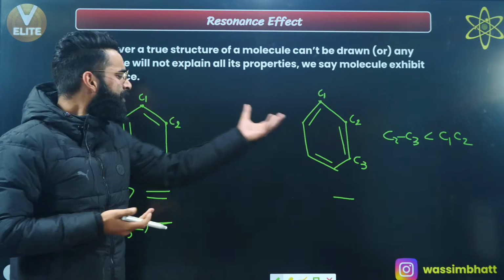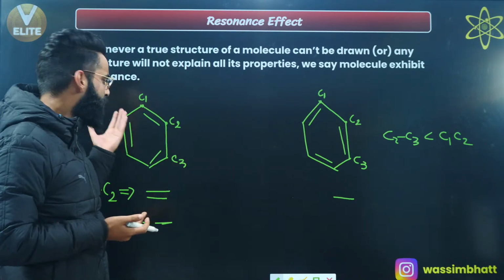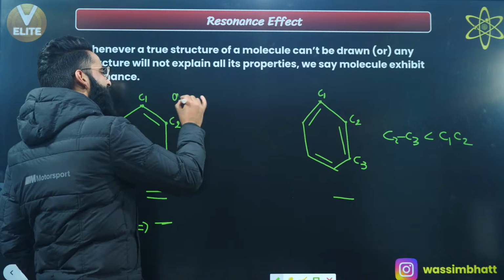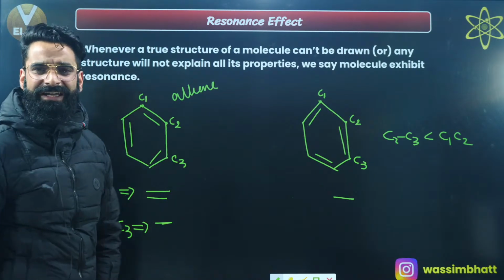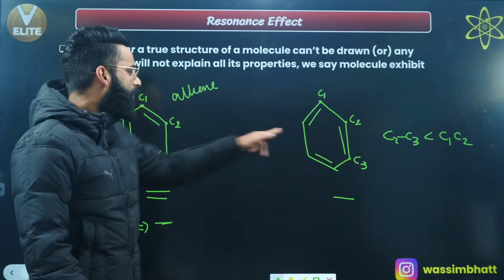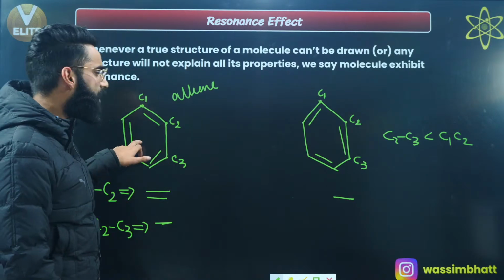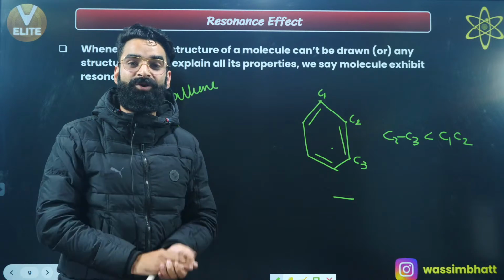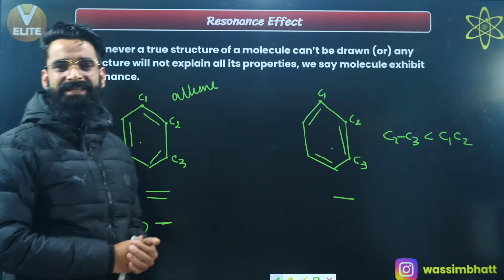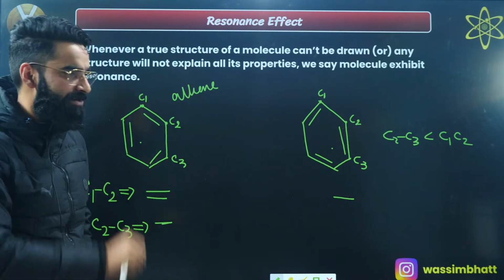And as per either of these two structures, due to the presence of double bonds, benzene has to behave like an alkene. But actually, benzene does not behave like an alkene. So neither this structure nor this structure is going to explain all the properties of benzene. So I must say benzene is going to exhibit resonance.